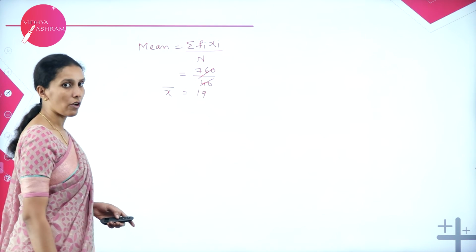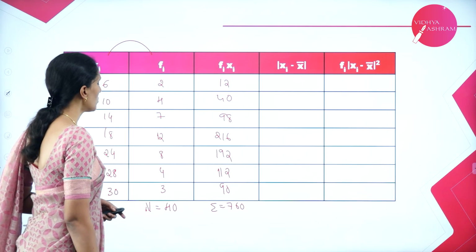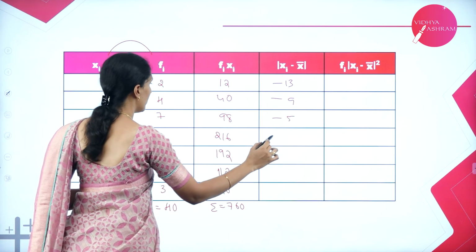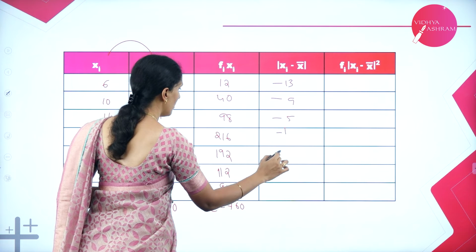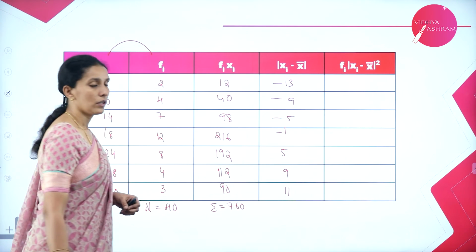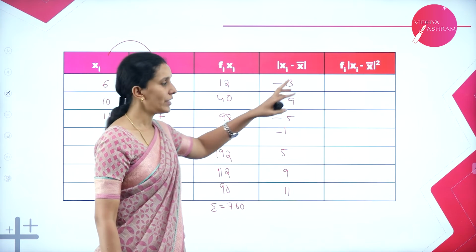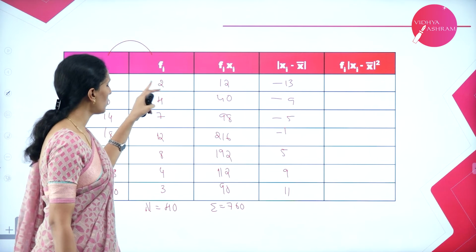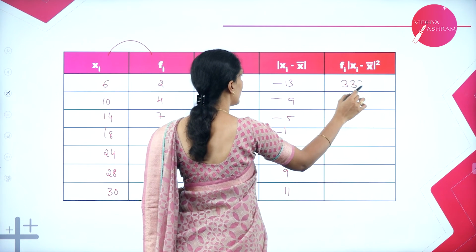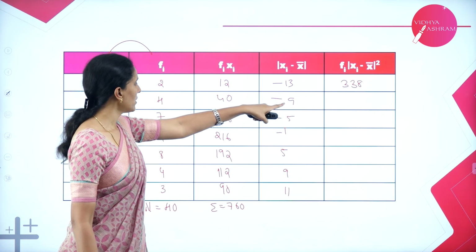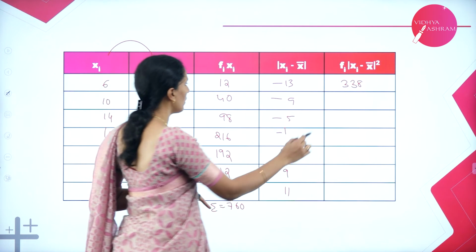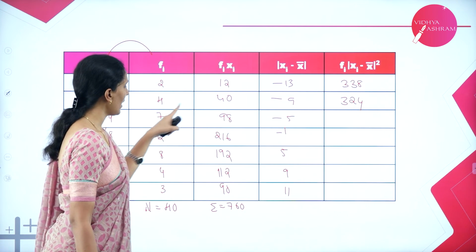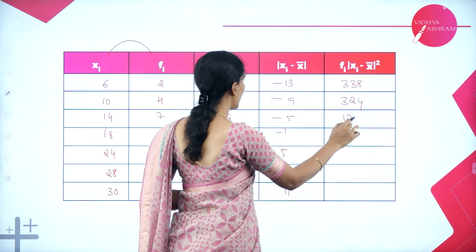Let us take the deviation of all the scores from 19. So you will get the value as minus 13, minus 9, minus 5. Next you have minus 1, 5, 9, 11. So now let us take the square of this and multiply with fi. So 13 square is 169. 169 into 2, we will get it as 338. Next 9. 9 square is 81. 81 into 4, we will get it as 324. Next 5 square, 25. 25 into 7, you will get the value as 175.